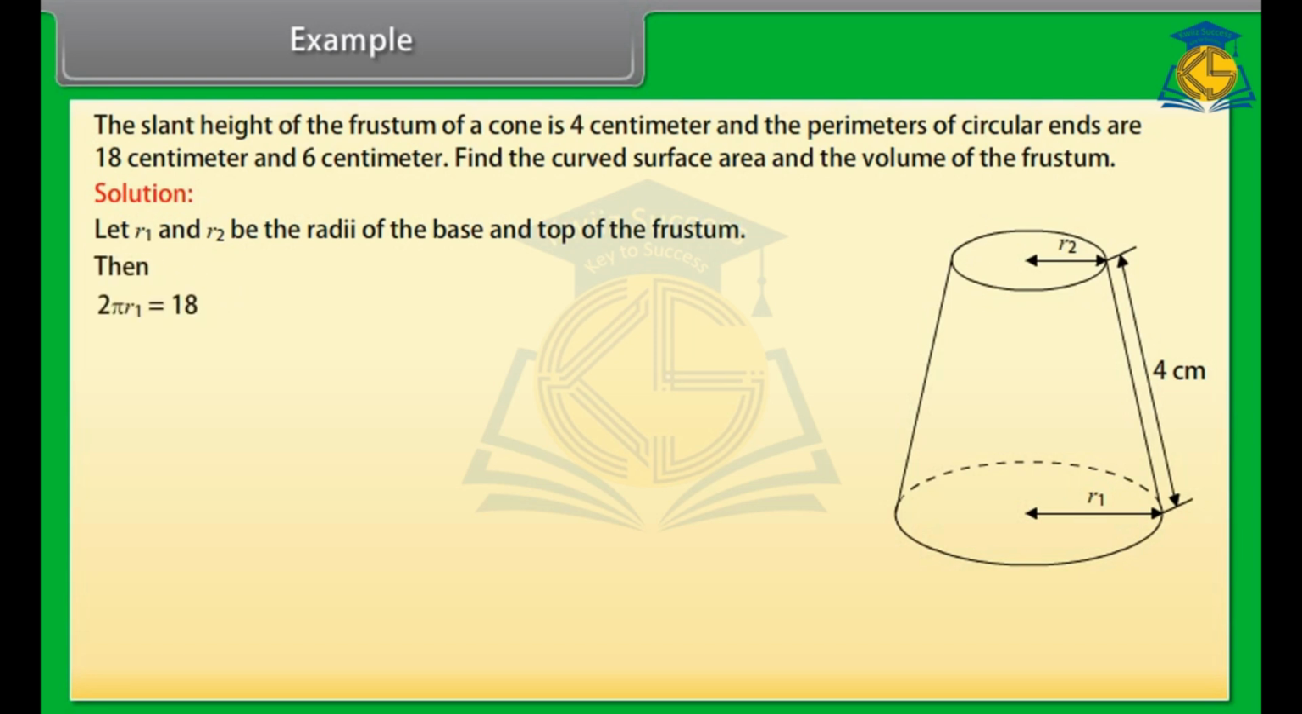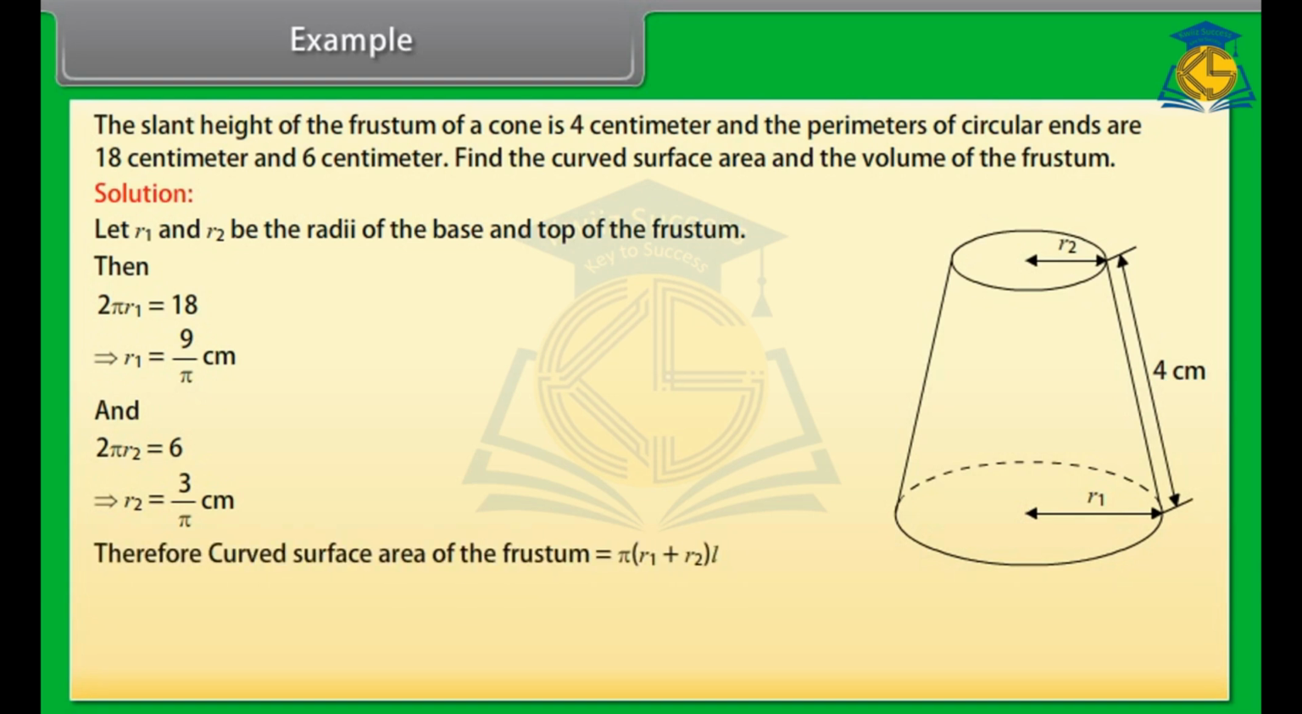Solution. Let R1 and R2 be the radii of the base and top of the frustum. Then 2πR1 = 18, which implies R1 = 9/π cm, and 2πR2 = 6, which implies R2 = 3/π cm. Therefore, the curved surface area of the frustum is π(R1 + R2)L, which equals π × 4 × (9/π + 3/π) cm², which equals 48 cm².